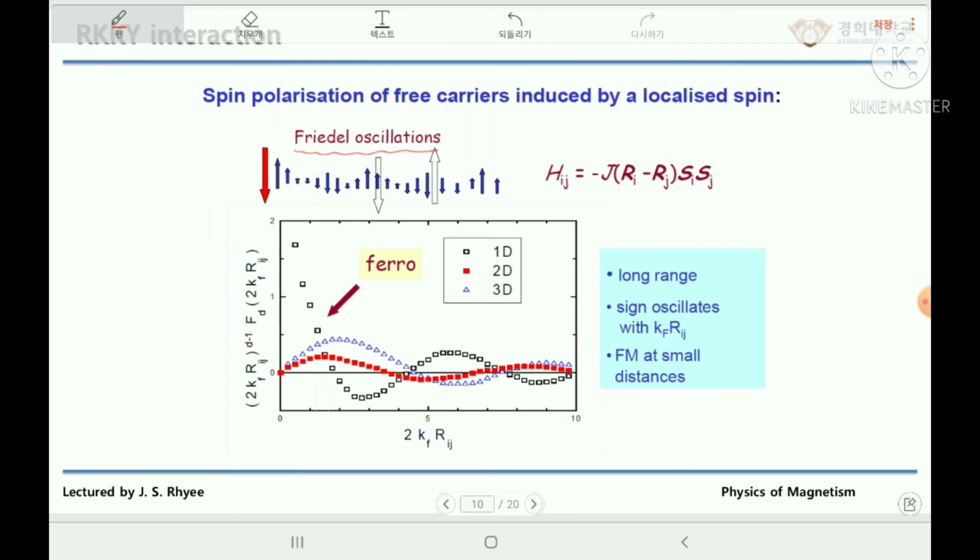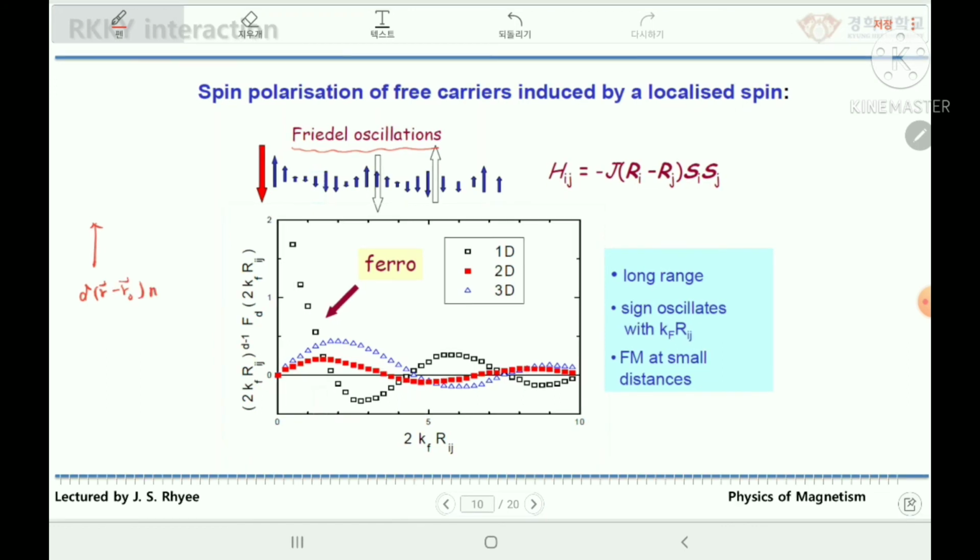But when we consider one spin, a delta-function magnetic moment may generate a magnetic field around the nucleus or around the atomic background, and the magnetic field oscillates like this. It is the effect of the background. We call it the Friedel oscillation. The spin polarization induced by the localized spin has this interaction with the magnetic field. Anyway, the exchange energy oscillates between plus and minus.